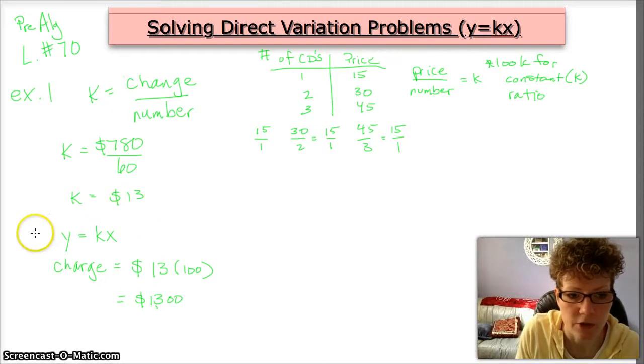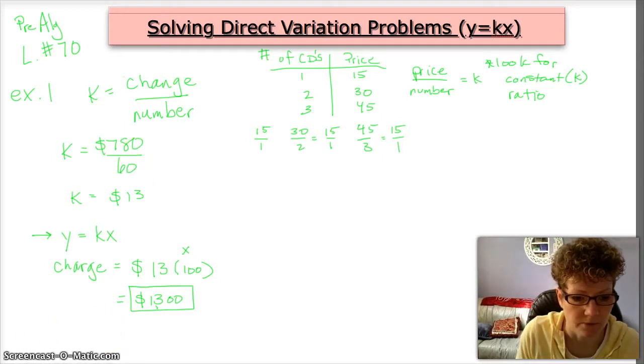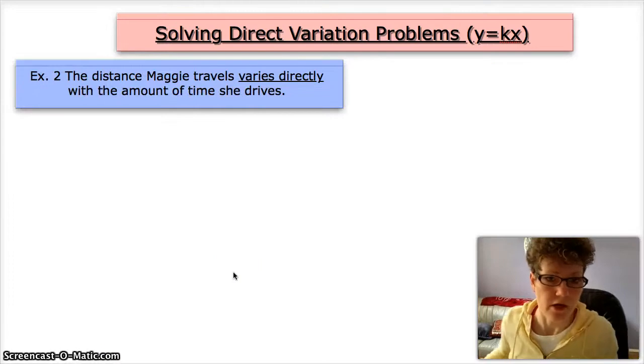So now we look at the direct variation equation, which is y equals kx. So the charge is going to equal $13 per person times x. Instead of x, I'm replacing that with 100 because they wanted to know for 100 people. So it's 13 times 100, which is $1,300. And that seems to make sense because it was $780 for 60. Okay, so that's just example number 1. Let's take a look at example 2.